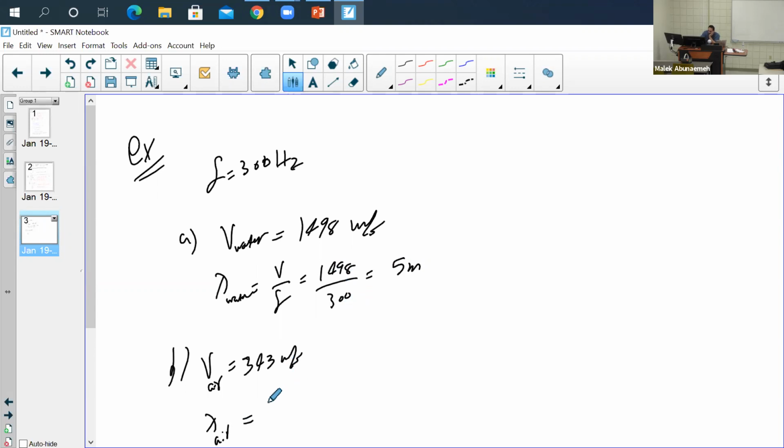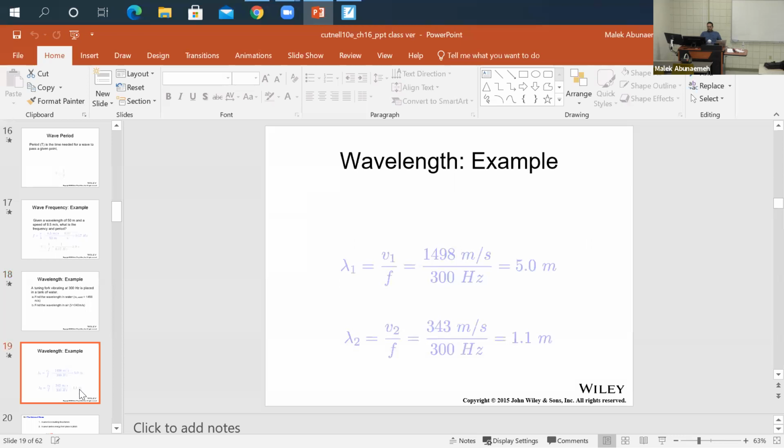For this one, your lambda in the air is going to equal v over f, which is 343 divided by the frequency, which is 300. So that's going to be close to 1, about 1.1 meters. Awesome.